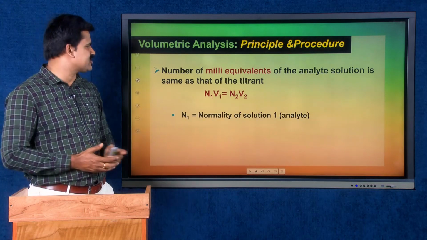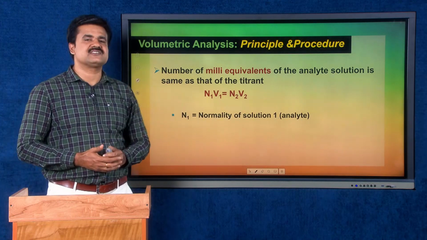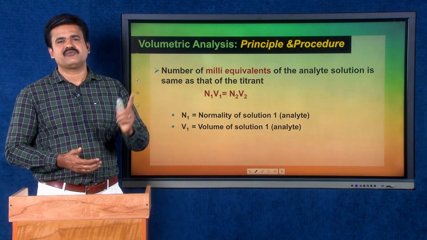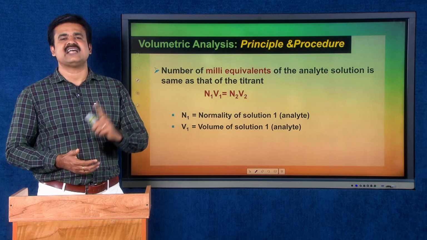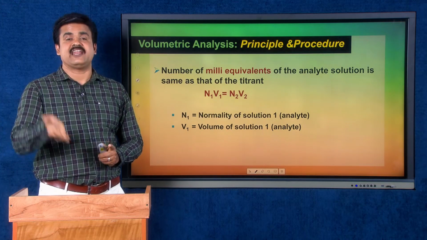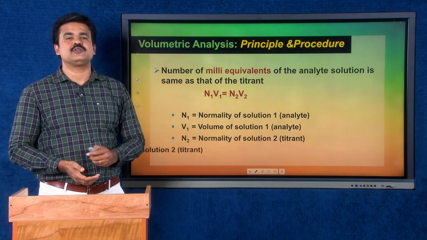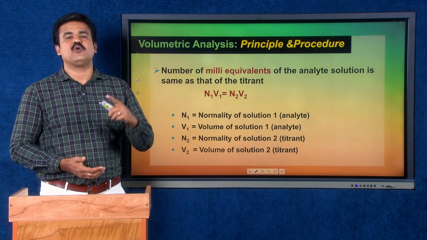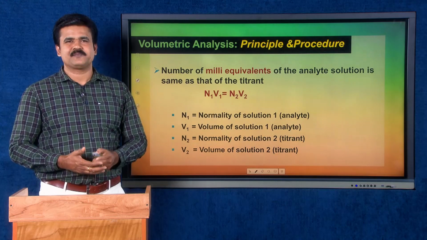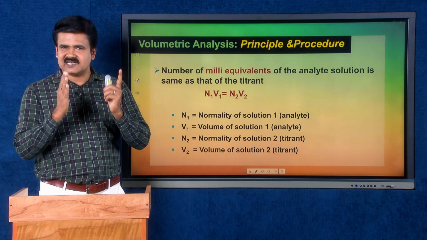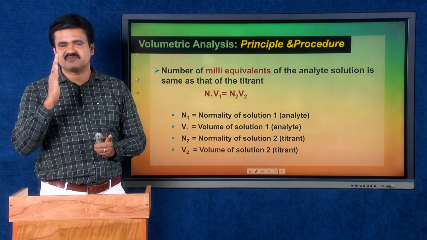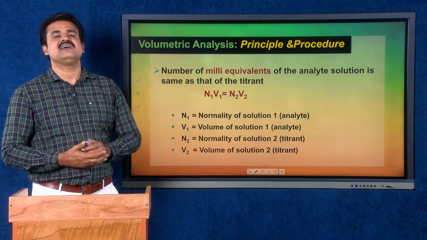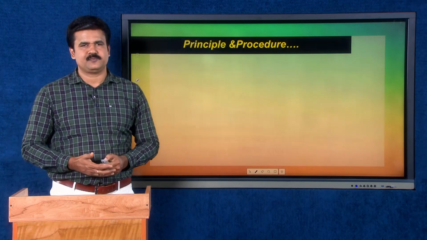And in this expression, N1 represents the normality of the solution. Let 1 be analyte. Then V1 represents the volume of solution 1, that is analyte. So here 1 stands for analyte. At the same time, N2 and V2 represent the corresponding quantities, that is normality as well as volume of the titrant. So it is very clear that the number of milli-equivalents of the analyte, N1 V1, should be the same as the number of milli-equivalents of the titrant, that is N2 V2.